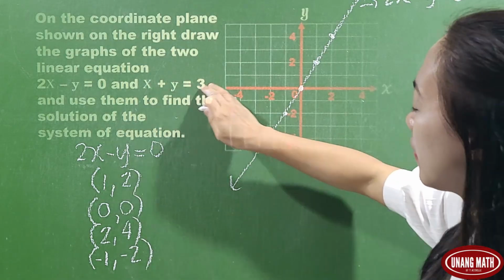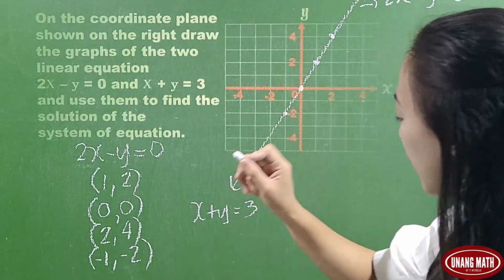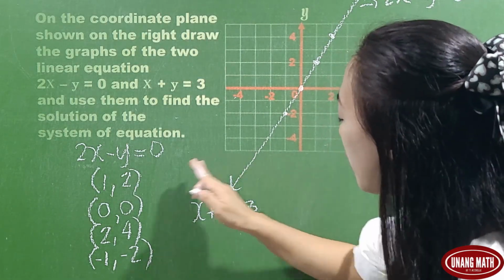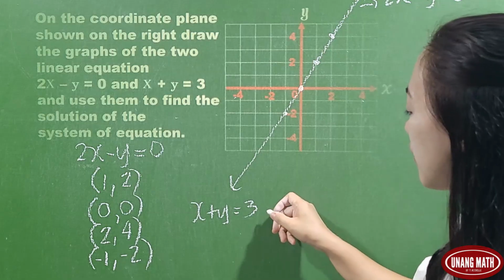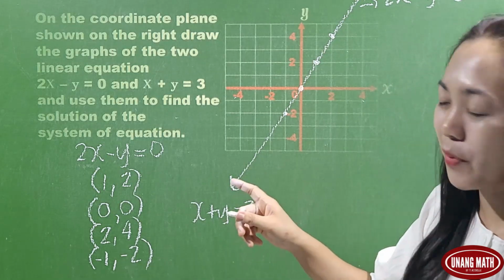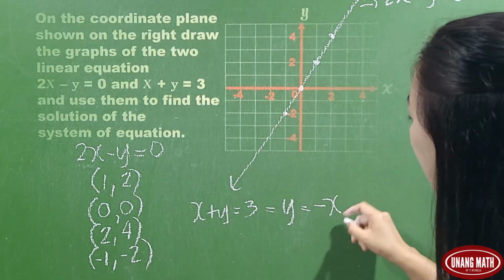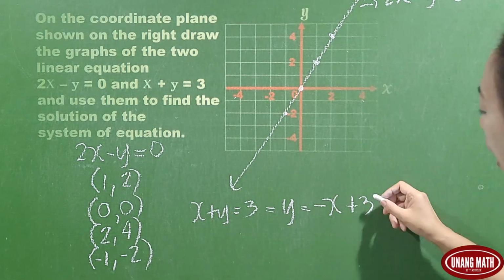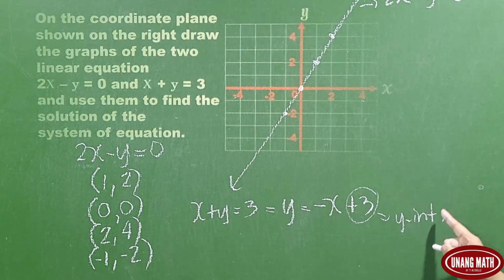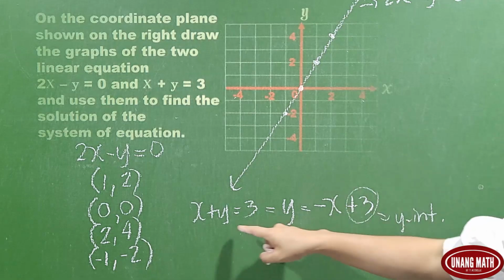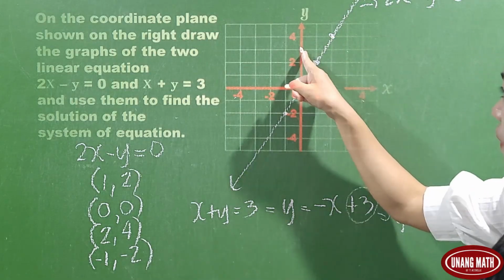Okay, how about this equation? x plus y is equal to 3. This time, we will be transforming this equation into slope-intercept form. Slope-intercept form is in the form y is equal to ax plus b. So this is now y is equal to negative x plus 3. Okay, 3 is our y-intercept.